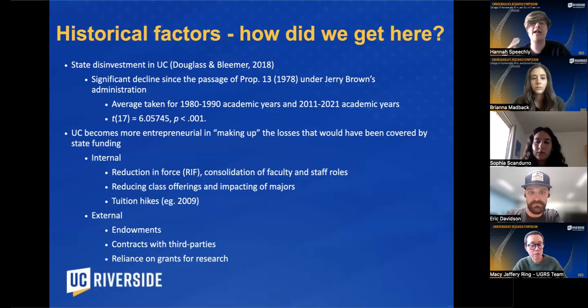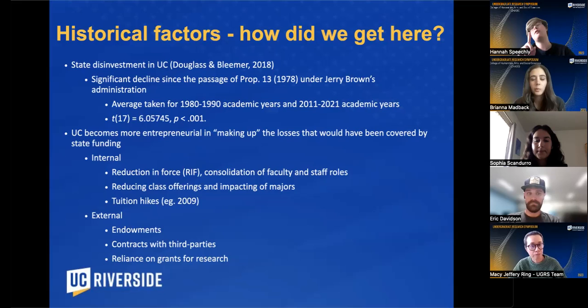I took an average from the 1980 to 1990 academic years and from 2011 to 2021. I compared the average of both of those and adjusted for inflation. I found a p-value of less than 0.001. So there's a very significant decline. California used to provide up to 40% of the UC budget. Now it's below 10%. As a result, UC has to become more entrepreneurial or business-like in making up those losses that would have been covered by state funding.